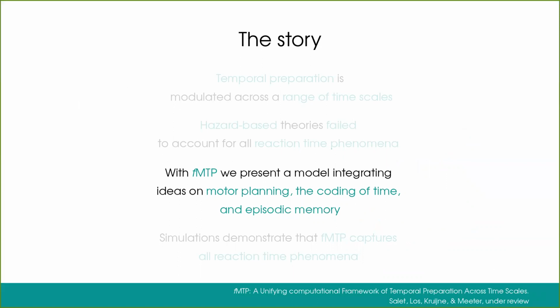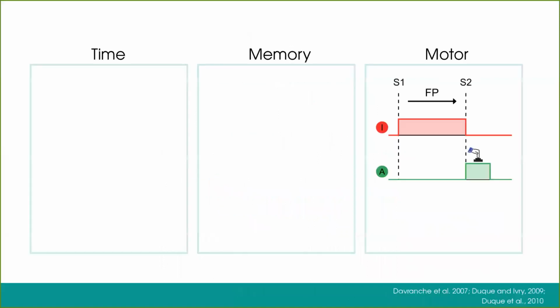Given the inequality of the hazard, we present an alternative model, fMTP, the Formal Multiple Trace Theory of Temporal Preparation, in which we integrate ideas of motor preparation, interval timing, and episodic memory. I will first go into fMTP's motor and timing components.